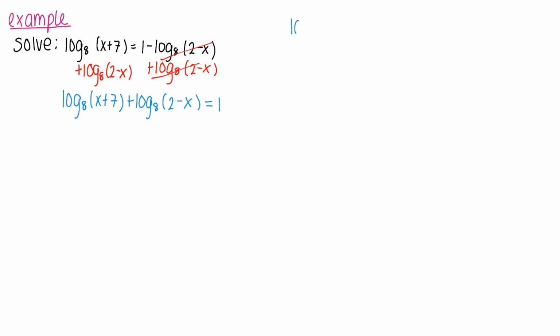Now, I want it to be something like log base b of x is equal to m. I want it to look like this so that I can rewrite it as b raised to the m is equal to x. But right now, I have two different logs. Thankfully, they're being separated by addition, which means that we can combine them together and just multiply these factors on the inside. So if we do that, we have log base 8 of x plus 7 times 2 minus x equal to 1.